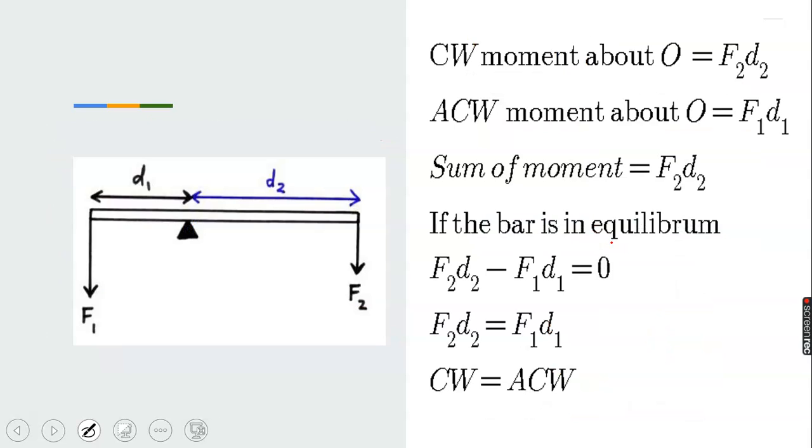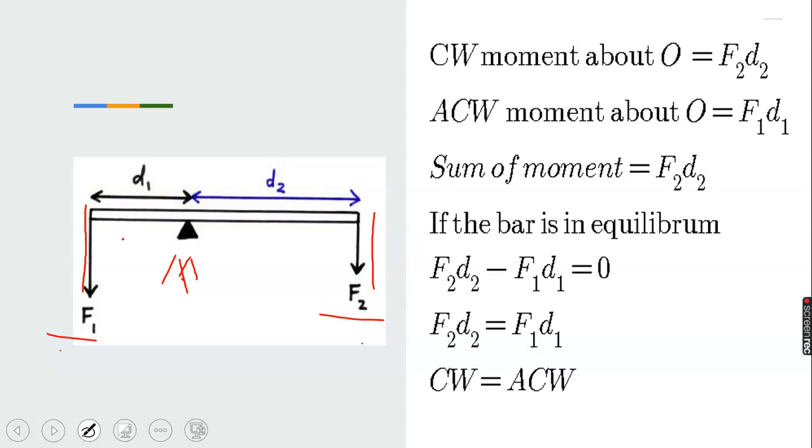Now, look at this, we can have different arrangements. We have a plank here, and we have two forces hung at the ends of this plank. We have F1 and F2. The distance of F2 from this pivot is D2. And the distance of F1 from this pivot is D1.